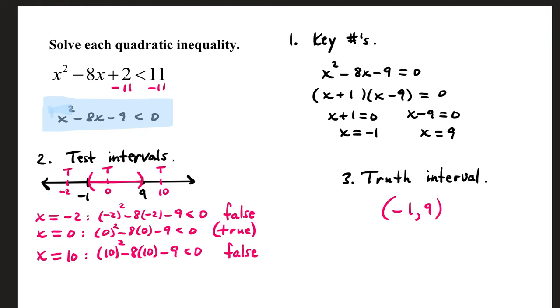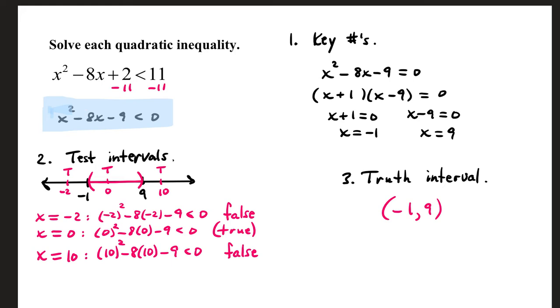X squared minus 8x plus 2 less than 11. I don't have a 0 showing, so I'm going to subtract 11 from both sides. X squared minus 8x, 2 minus 11 is negative 9, and that's less than 0. This is an equivalent statement.